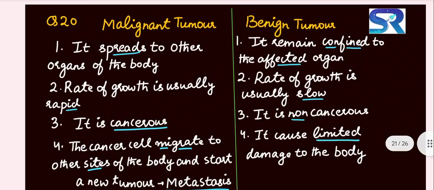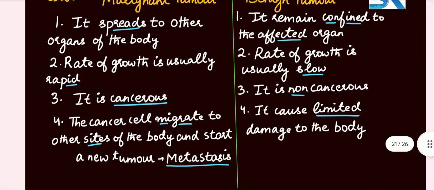Question number 20. It spreads to other organs of the body. Second, rate of growth is usually rapid. Third, it is cancerous. Fourth, the cancer cells migrate to other sites of the body and start a new tumor, metastasis.